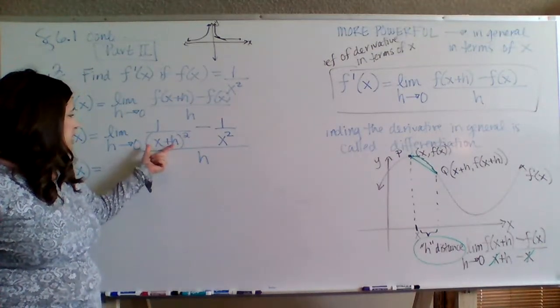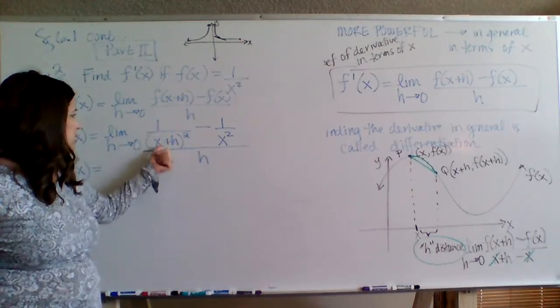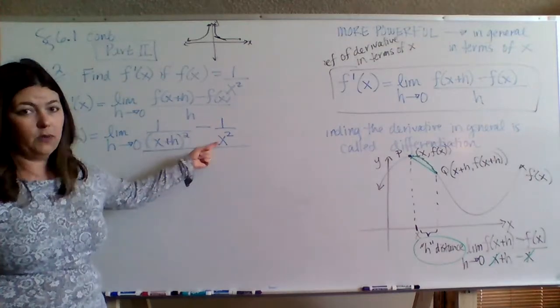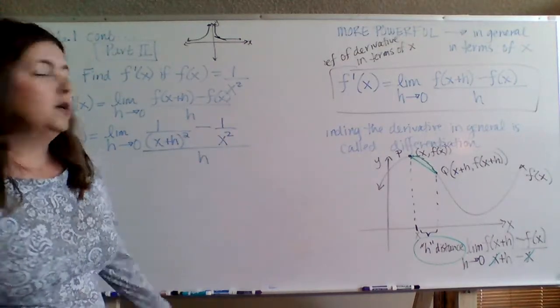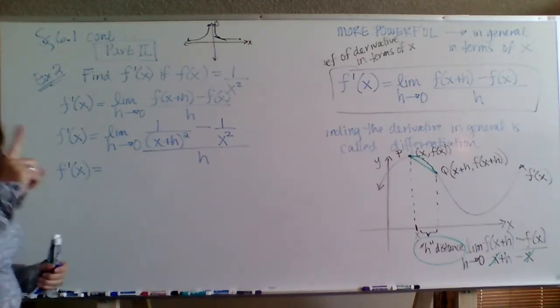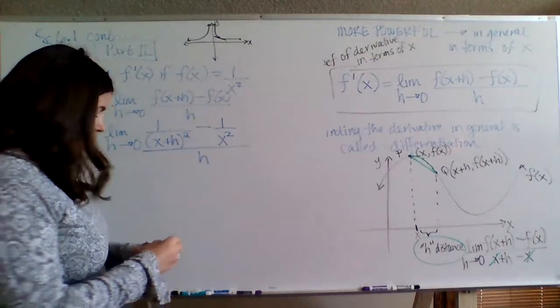And up top, if h is 0, then I would have 1 over x squared minus 1 over x squared. That's a numerator of 0. Then we're going to have to do some finagling. But if we have fractions embedded inside of fractions, it seems like maybe we need to get one fraction over one fraction. So we can do a little copy dot flip.